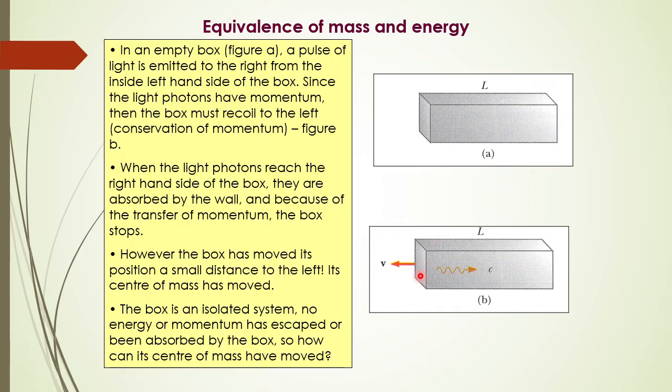Now, when this light reaches the right hand side of the box, it's absorbed back by the box, and then the box must come to rest again. This is because the total momentum again must be 0. However, what happens is that the center of mass of this box must have moved, because it moved and then came to rest. However, this box is an isolated system, so no energy or momentum should have escaped. So how can the center of mass of the box be moved?